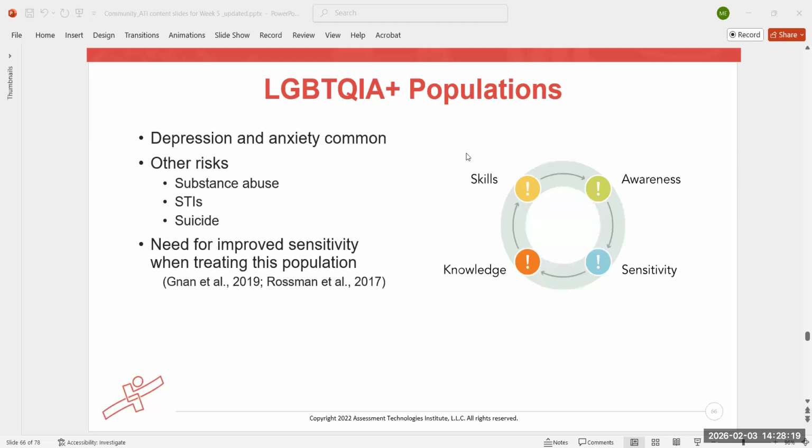Our LGBTQIA plus populations, things that could be common here: depression, anxiety, with some other risks associated with substance use, STIs, suicide. Individuals can face barriers for adequate health care. They can face social stigma, discrimination. There could be a risk for health disparities, even just related to lack of understanding and knowledge of healthcare providers or lack of healthcare providers that provide the skilled care that is needed for our patients.